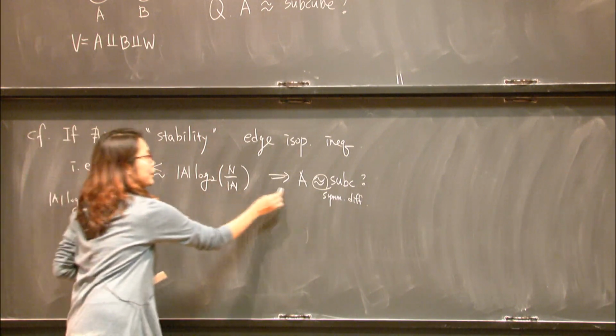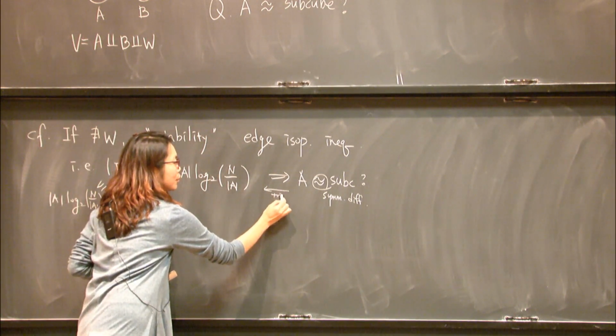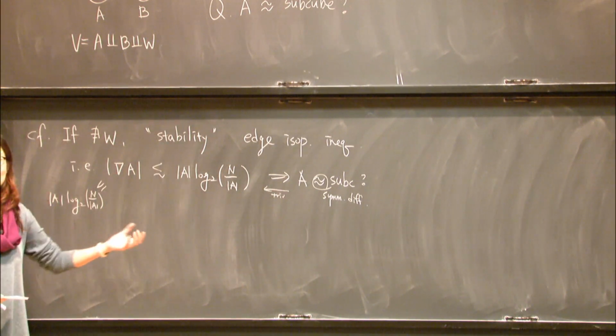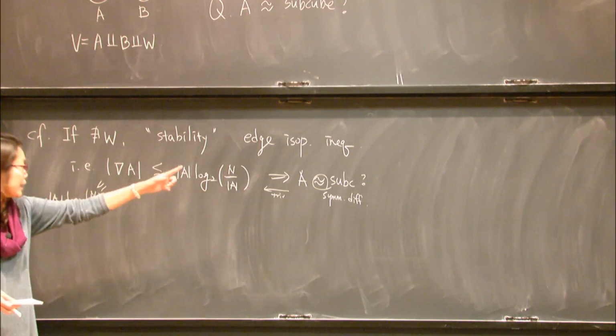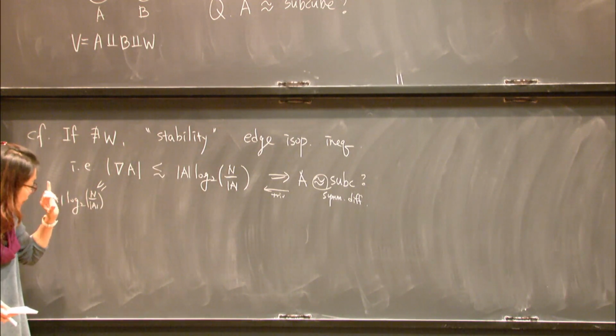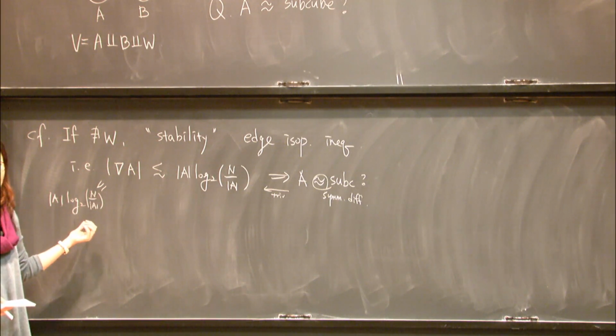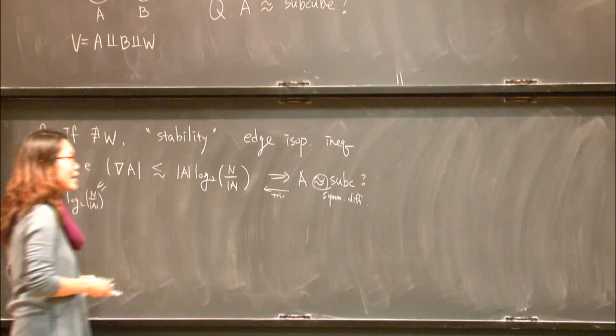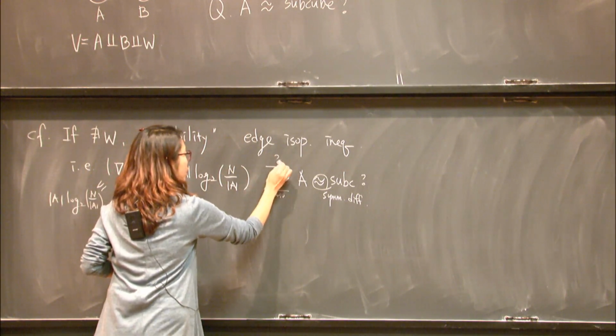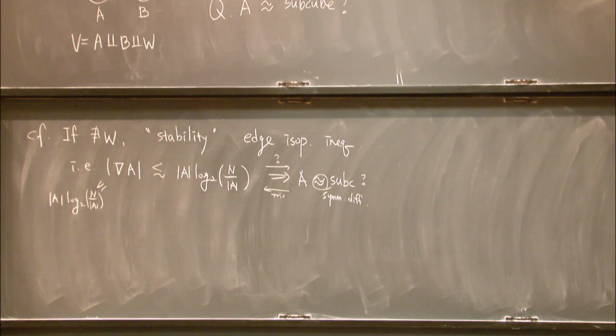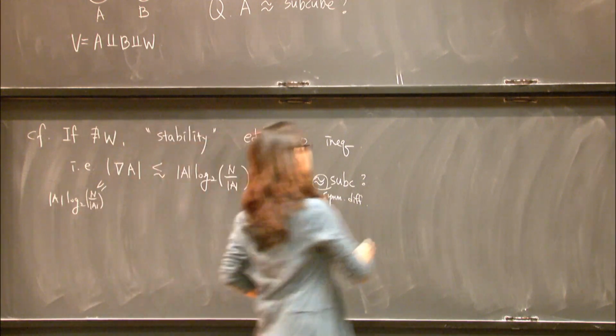So the other direction is trivial, right? If A is close to a subcube, then naturally the size of the edge boundary of A is close to the minimum. So this is stable, and we are asking the other direction. This question has been quite seriously studied. So there are many results.